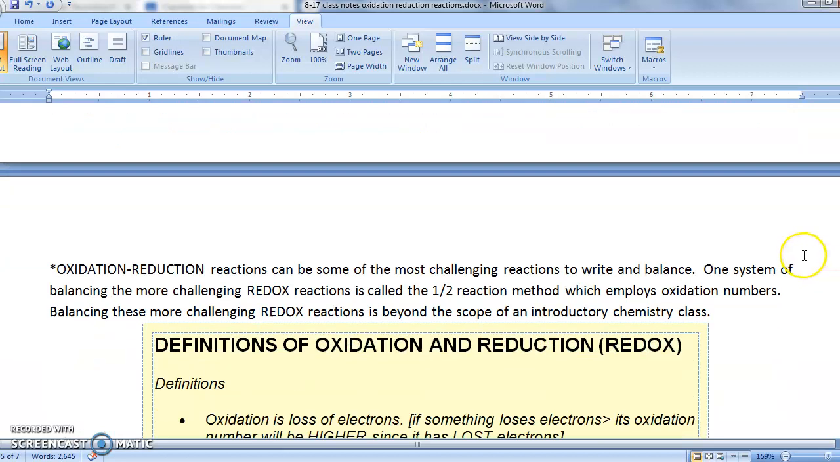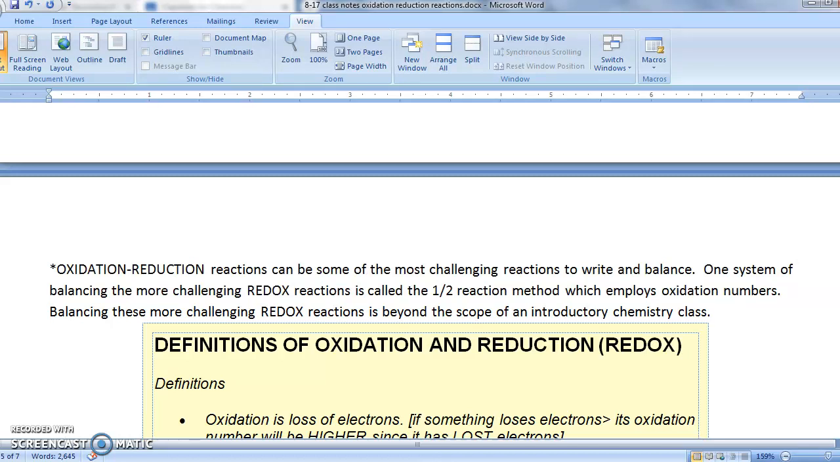Along those same lines, oxidation reduction reactions can be some of the most challenging reactions to write and balance. One system of balancing challenging redox reactions is called the half reaction method, and that employs the use of oxidation numbers. Now, in an introductory chemistry class, we're not going to be balancing these types of reactions, but knowing what an oxidation number is and how to calculate it will help you when you go on and take more chemistry in the future.